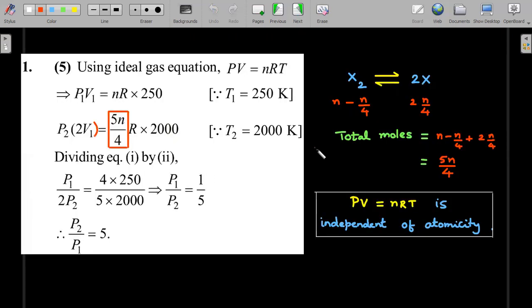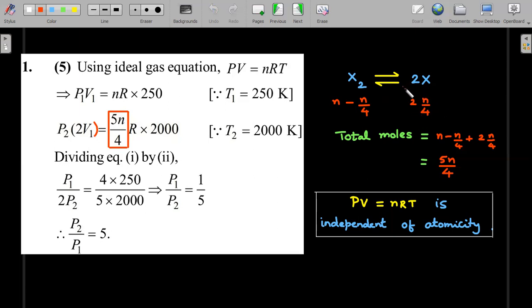So let's go ahead. Whenever dissociation takes place, in this one, a dimer is given. Can you look at the right hand side of the screen? We'll go back to the solution. When a diatomic molecule is dissociating, if the number of moles initially is n, and 25% is dissociating, that means n by 4 is gone out of this, then 2 times n by 4 of these would be formed.